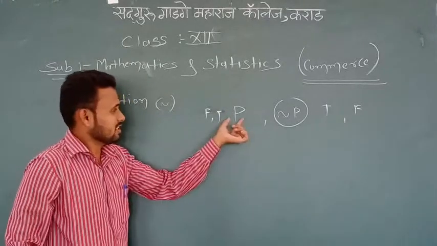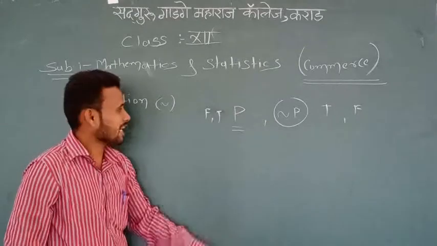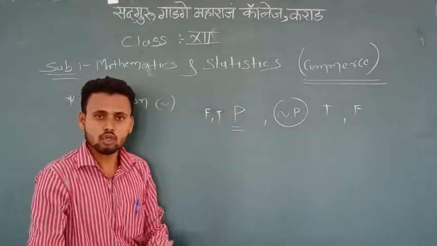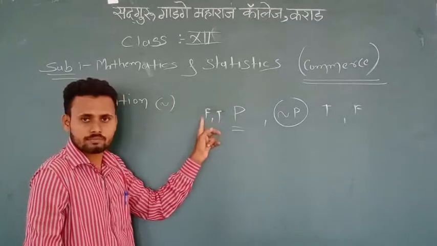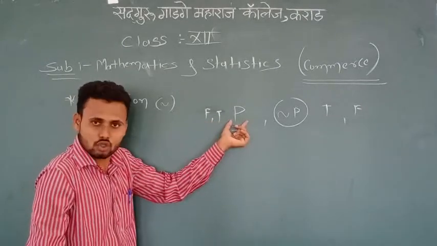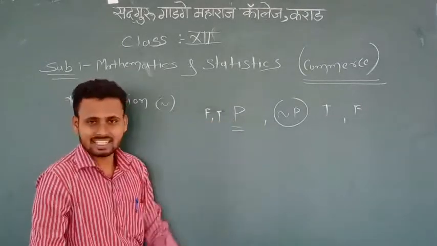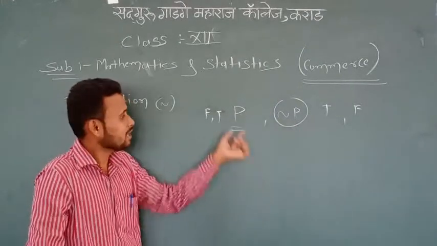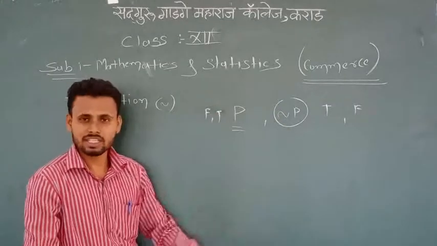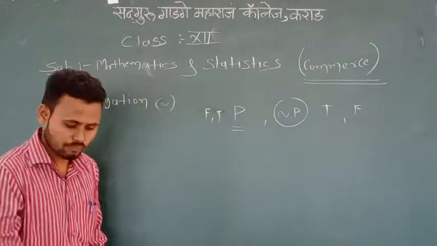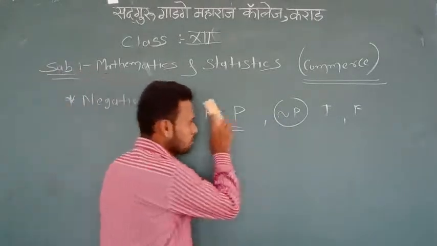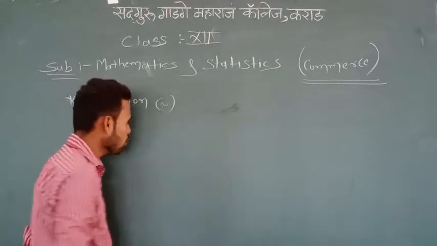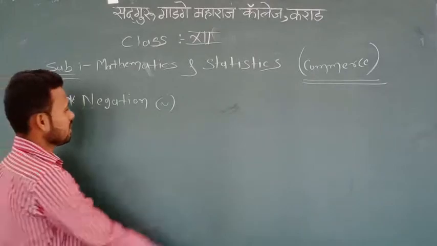It means, suppose we have statement P, and we know that any statement has only two possible truth values, true and false. If statement P is true, then its negation is just its opposite. P is true, then negation of P is false, and P is false, then negation of P is true. Just take the opposite.